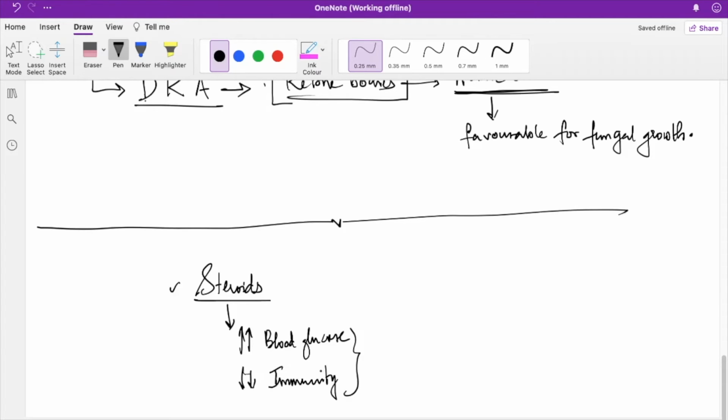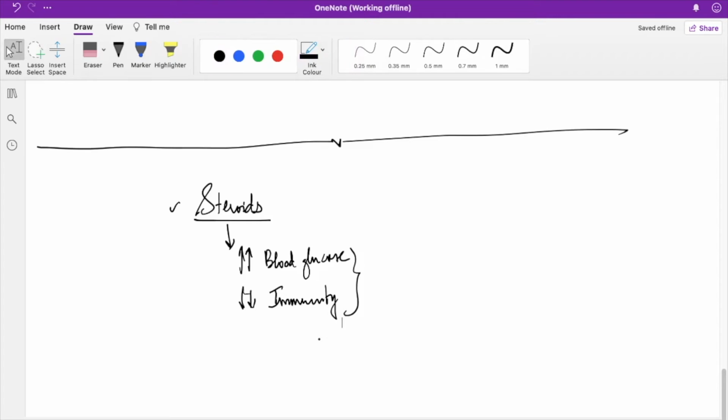So as a matter of fact, if a diabetes mellitus patient is undergoing steroid therapy, there will be a compounding effect and the patient will be more susceptible to mucormycosis. But steroid is a life-saving intervention that is given to COVID-19 patients to save their life.